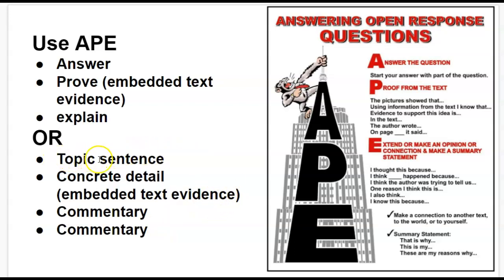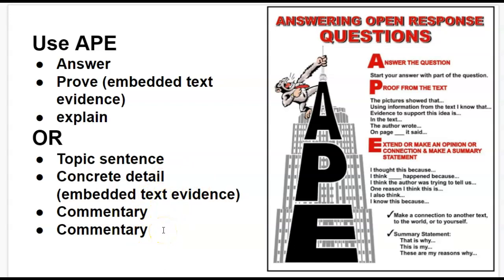It's basically a mini paragraph. You have a topic sentence that states your point. Then you have a concrete detail, which is a specific example. In our case, since we're talking about literary analysis, it would be embedded textual evidence, and then at least 2 sentences of commentary or analysis or interpretation of that text evidence.